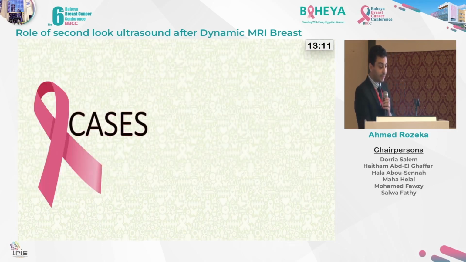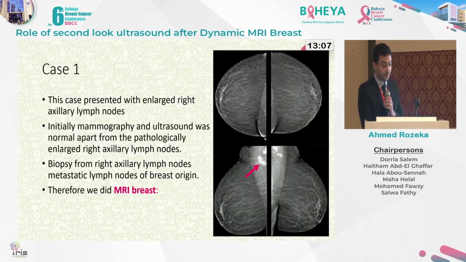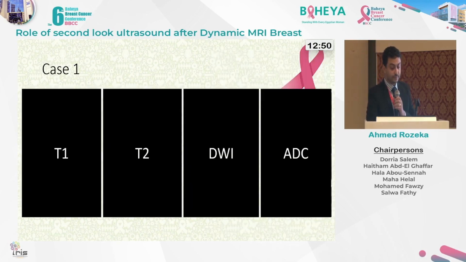We're going to talk about some cases that were done in Bahia. This case presented with an enlarged axillary lymph node. Her initial sonomography was normal apart from the enlarged axillary lymph nodes. Biopsies were taken from the axillary lymph nodes and turned out to be metastatic adenocarcinoma of breast origin. Therefore, we proceeded to MRI breast.